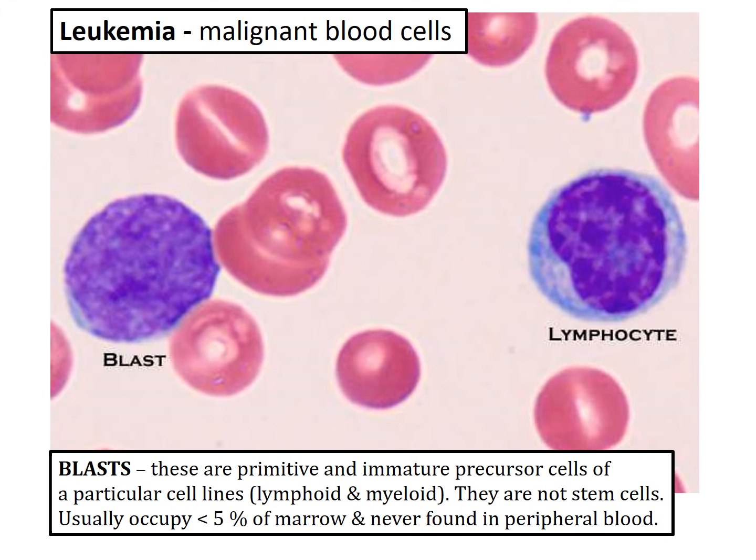Sometimes you can find immature cells in peripheral blood. So that last line that it says, usually occupy less than 5% of marrow and never found in peripheral blood. We're talking about certain types of immature cells. My text in there is probably grammatically wrong.